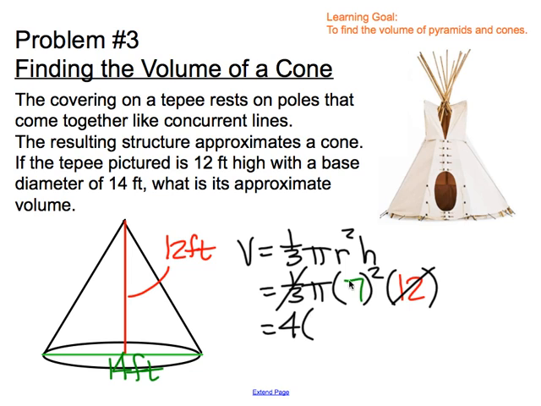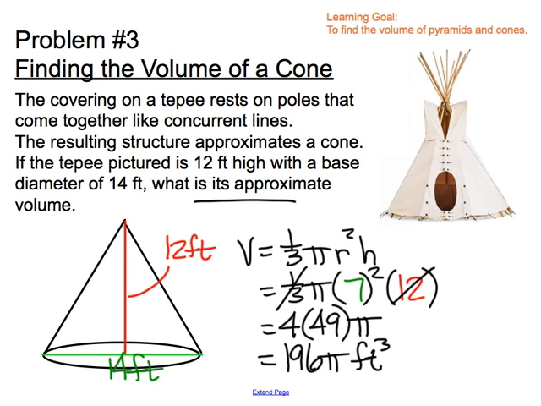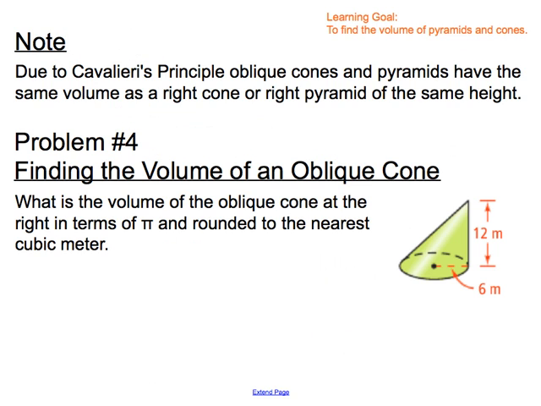I'm going to multiply that by 7 squared, which is 49, and then I'm going to multiply that by pi. 4 times 49 is 196. So this is 196 pi cubic feet. Now the question asks for an approximate volume, so I would probably approximate this, and I'd probably round to the nearest cubic foot in this case. So that's going to give me something in the neighborhood of about 616 cubic feet.